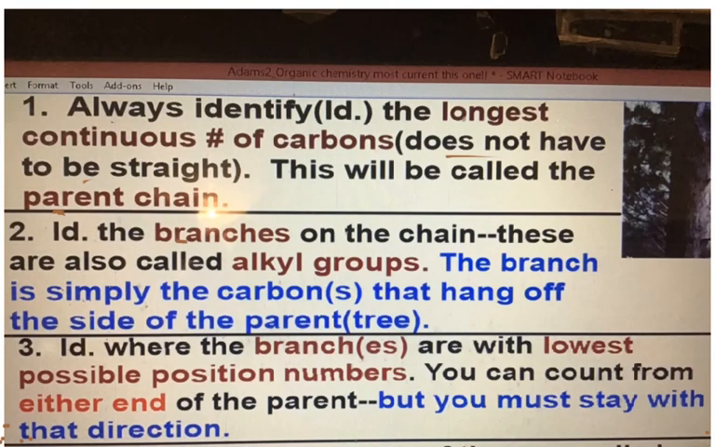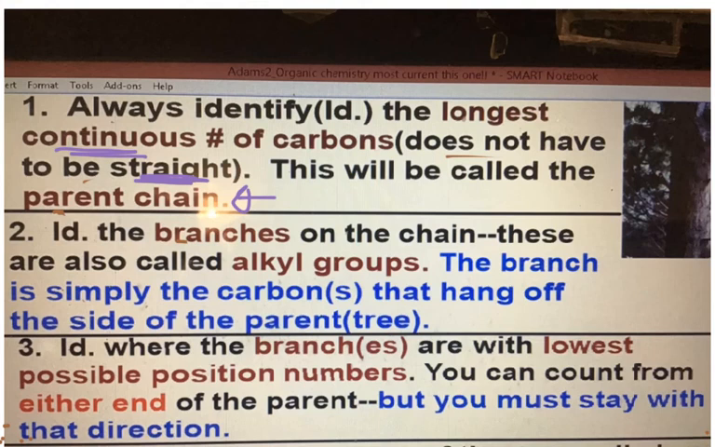All right, guys, I want you to take these rules down here. We always want to make sure that we have the longest continuous number of carbons when we're naming alkanes. Now, the chain itself does not have to be straight. A lot of students sometimes feel that it has to be straight, but we'll expound on that a bit later on. This longest chain is called the parent chain. You're going to think of the parent chain as a tree trunk. I'll explain that to you later on.